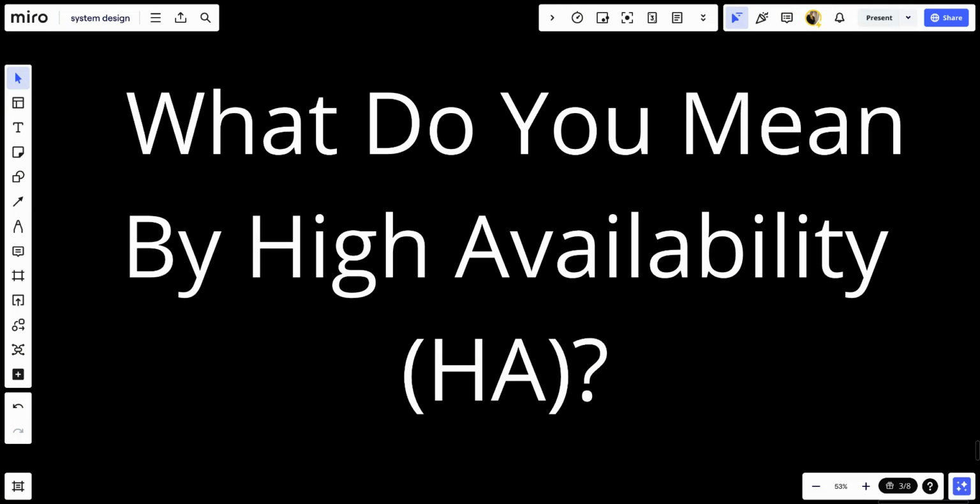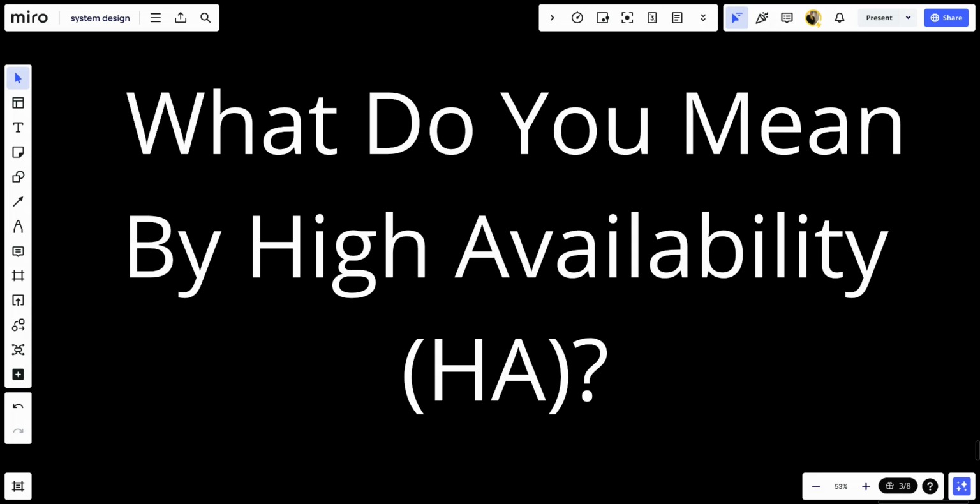What do you mean by high availability? High availability refers to the design and implementation of systems and infrastructures that ensure a high level of operational performance and uptime, minimizing downtime, and maintaining continuous service even in the face of failure. High availability systems are designed to be fault tolerant and resilient, providing uninterrupted access to services, applications, or data.